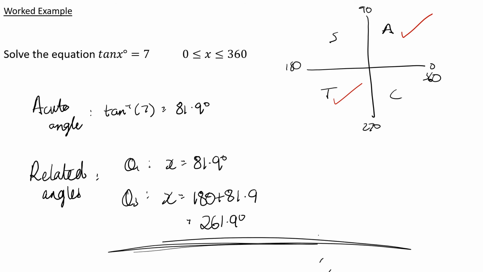We're just looking at positives today. We'll build this up over the next week or so, but this is what today's work is going to be based on. Draw your CAST diagram, tick where you need to tick, find your acute angle and find your related angles. Thank you very much.